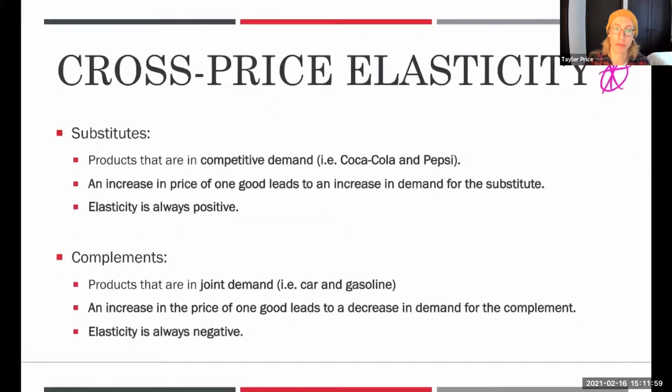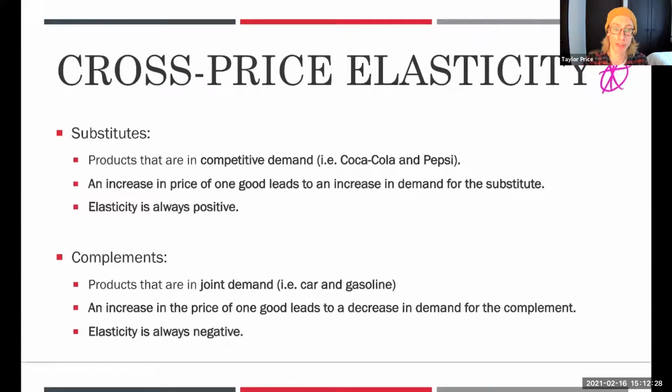And here's a little summary slide just to give you an idea of what we think of for these goods. So substitutes are things that are in competitive demand, like Coca-Cola and Pepsi, or different fast food restaurants. And an increase in price of one good always leads to an increase in demand for the substitute, because people are moving away from the more expensive good and moving to consuming the cheaper good.